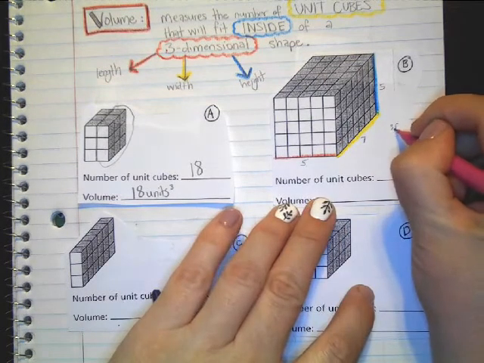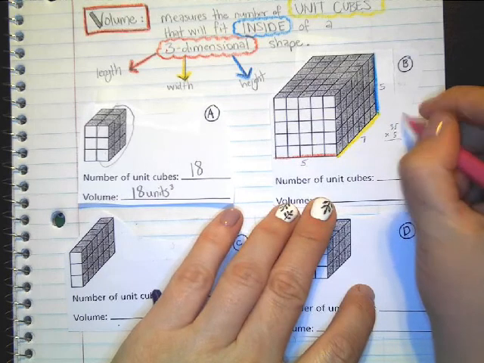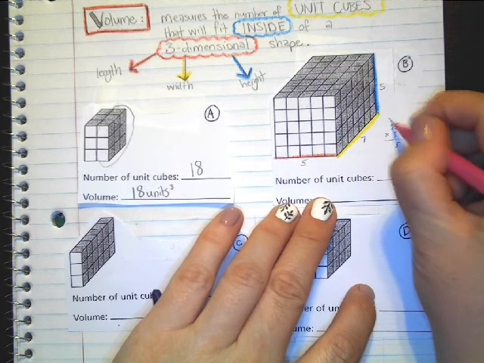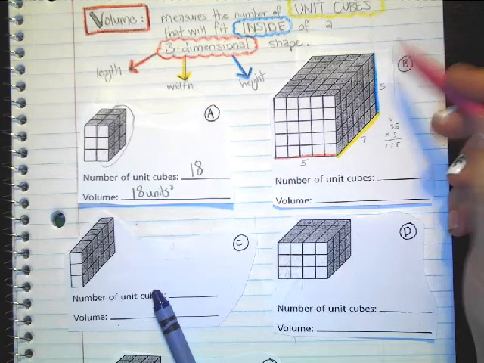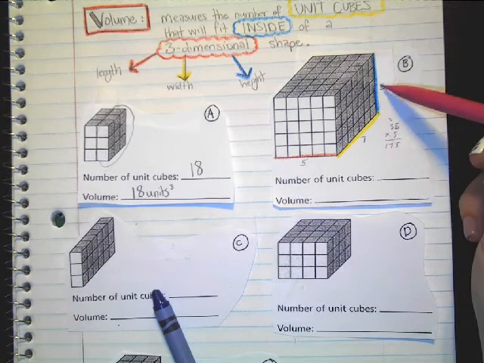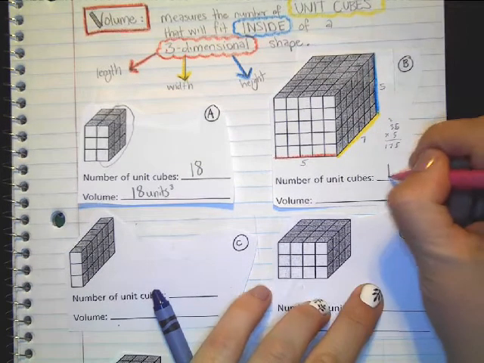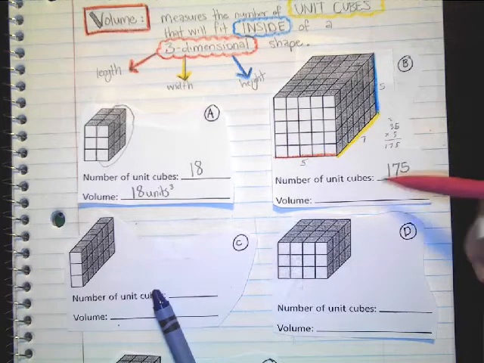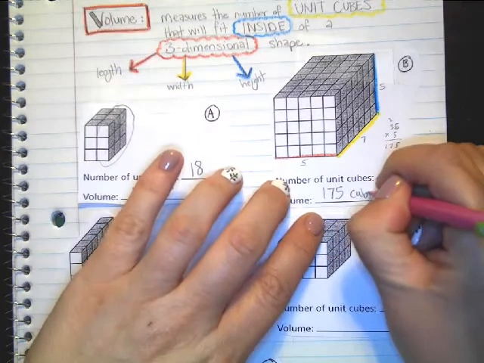So it's 5 times 7 times 5. That's how you would do this. And 5 times 7 is 35. And 35 times 5, I don't know what that is. Is 175. I could also do 5 times 5, and then that would be 25, right? And times by 7. 175 is how many cubes there are.